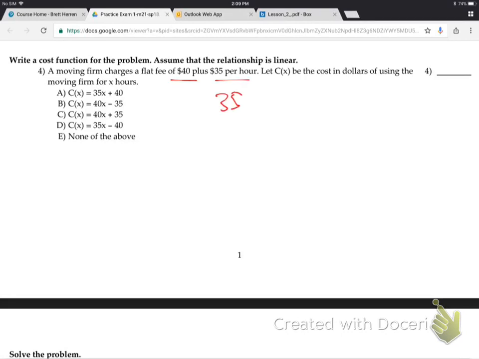Remember the per always goes with the variable? Remember that? The per always goes with the x. Because x is the number of hours. So if it's $35 per hour, then it's 35 times the number of hours, isn't it? So 35x plus 40, option A. That'll be like a gimme, won't it? Good? I'll move on. Nothing more to do there. Just like that. So the per always goes with the x.